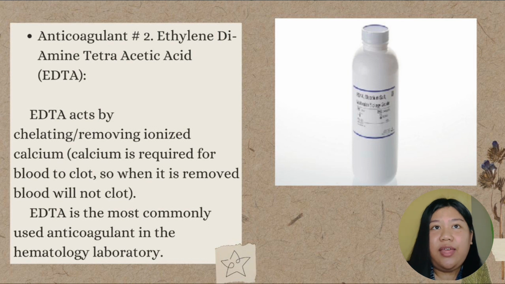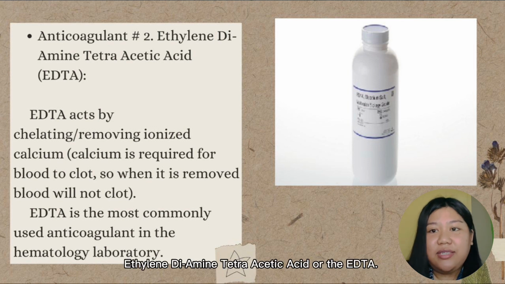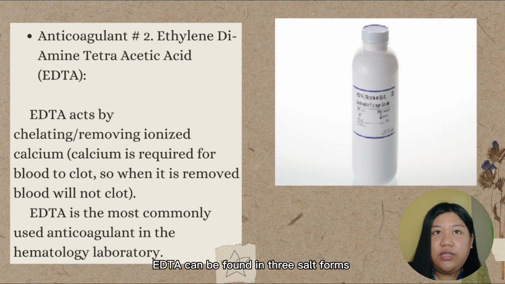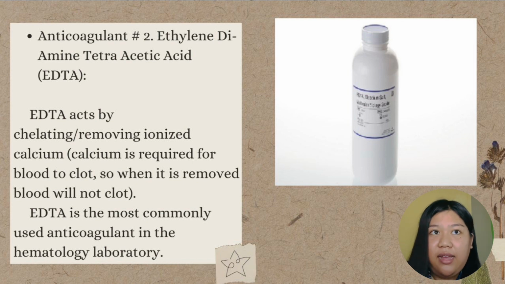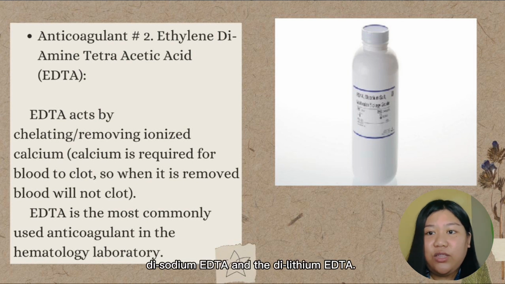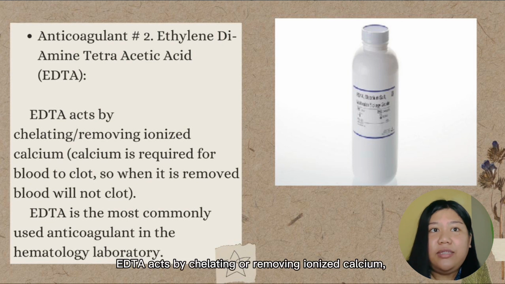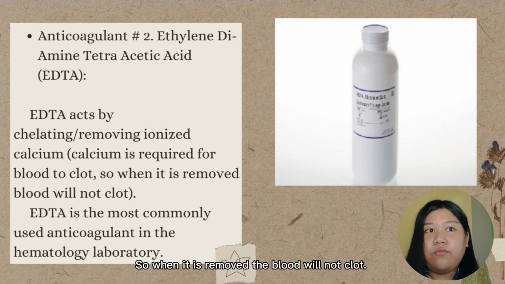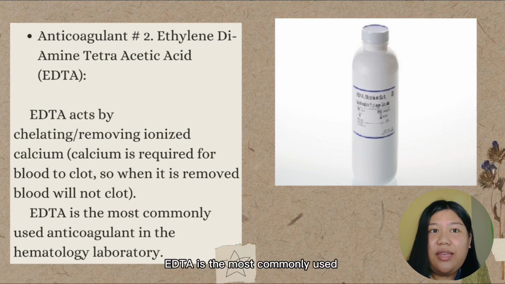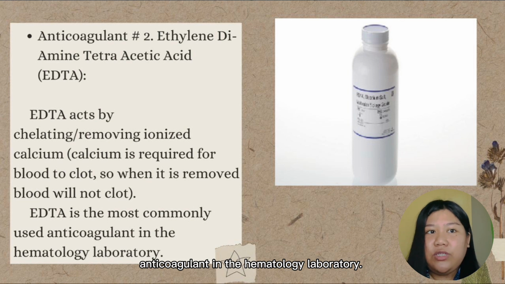Anticoagulant number 2, ethylene diamine tetraacetic acid, or the EDTA. EDTA can be found in 3 salt forms, which are the tripotassium EDTA, disodium EDTA, and the dilithium EDTA. EDTA acts by chelating or removing ionized calcium. Since calcium is required for blood to clot, when it is removed, the blood will not clot. EDTA is the most commonly used anticoagulant in the hematology laboratory.